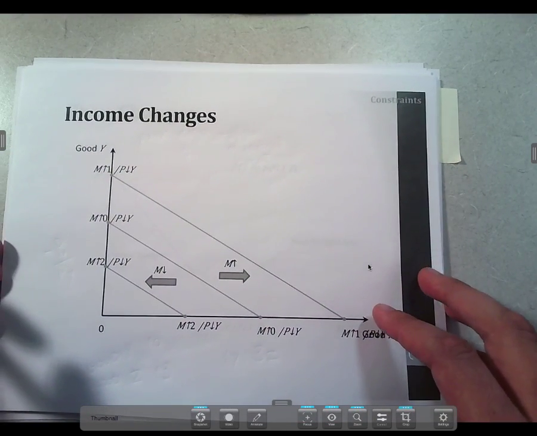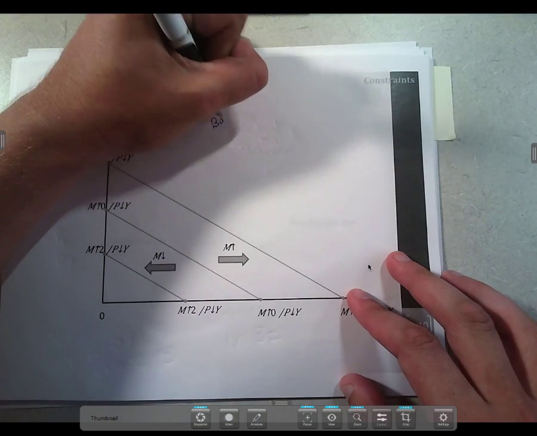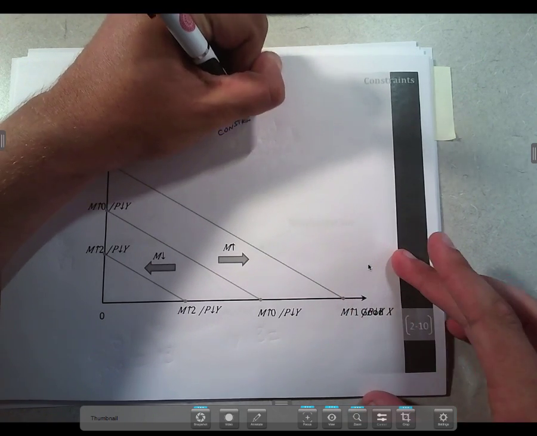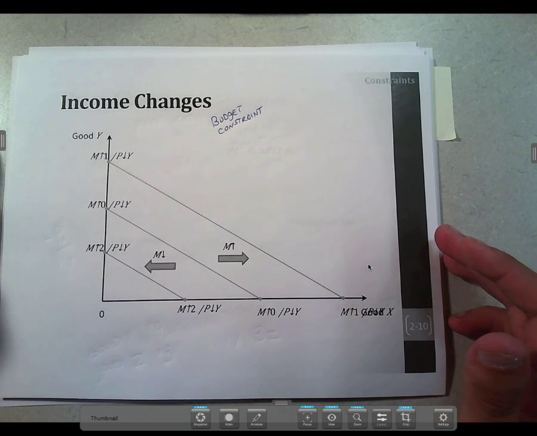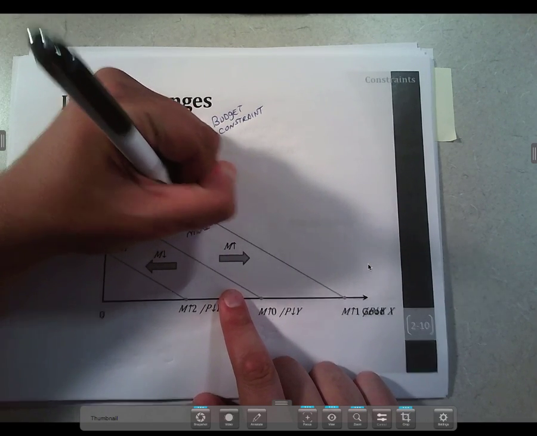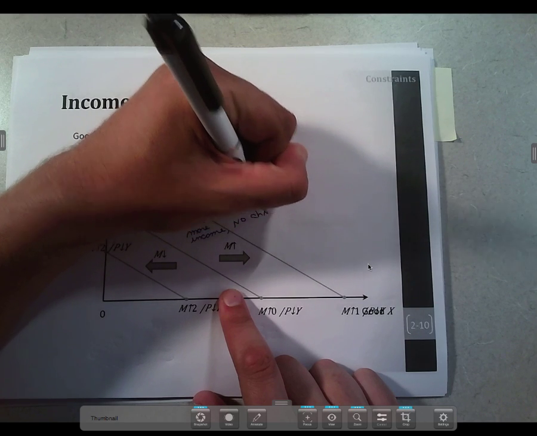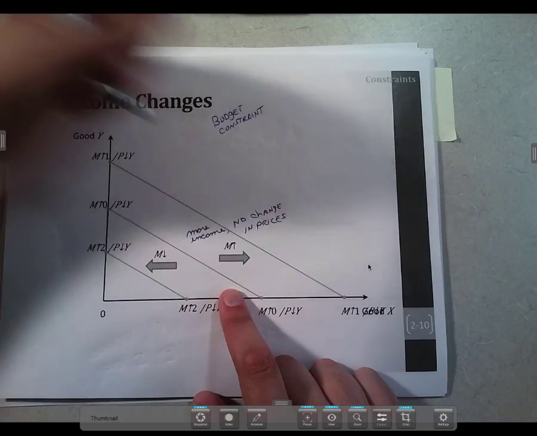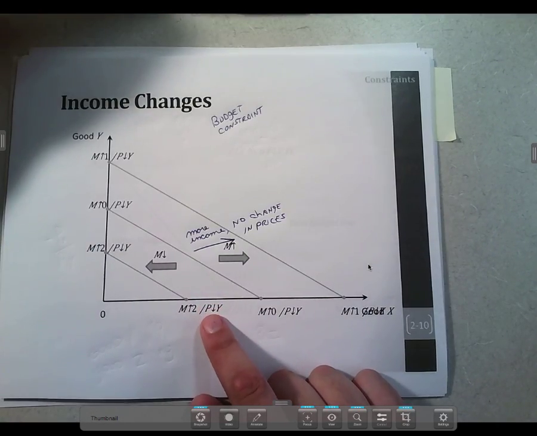Now I can change the income levels. So again, this is still with the budget constraint. I can change the income levels, and what that will do is shift my entire budget constraint. If I have more income with no change in prices, it will shift out the budget constraint.